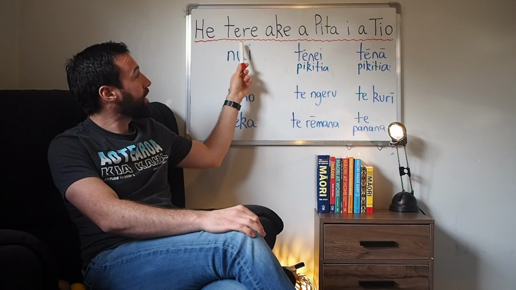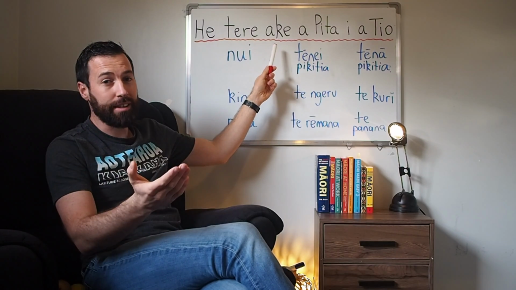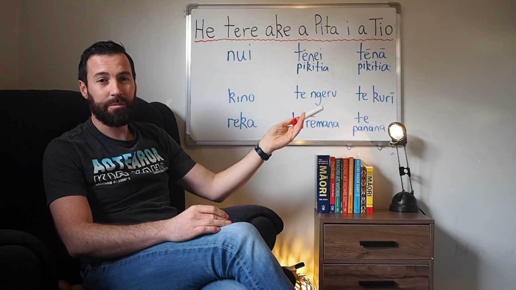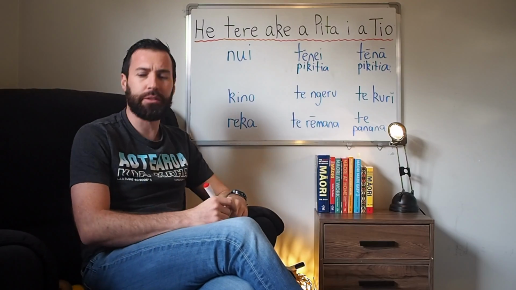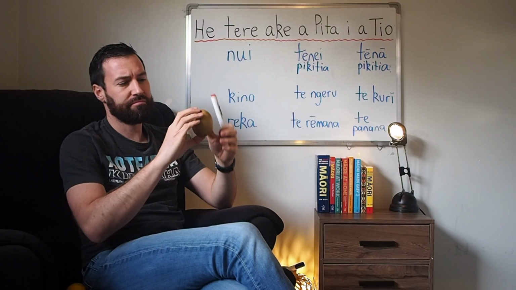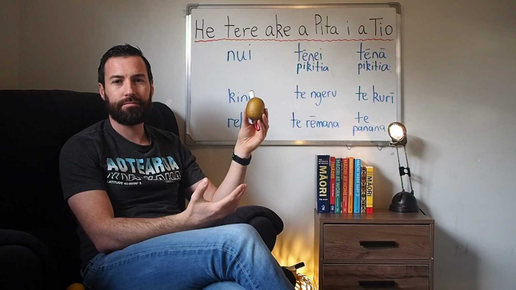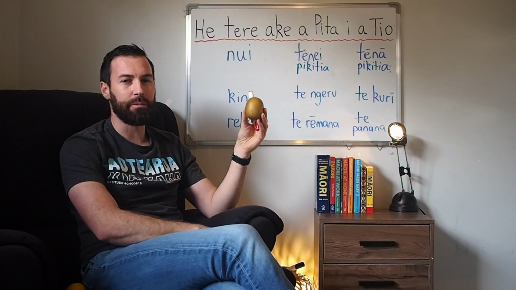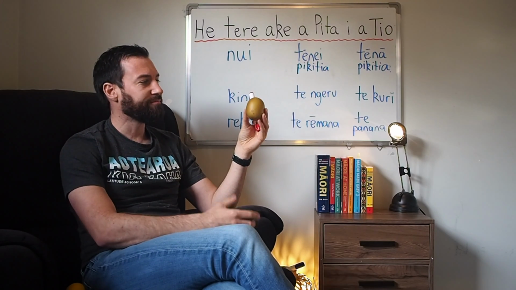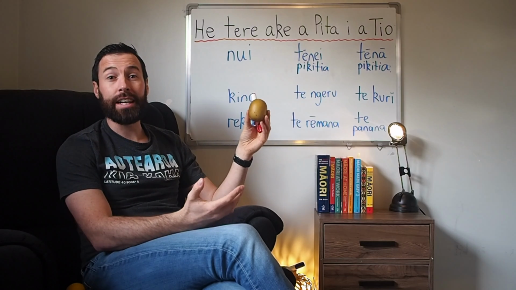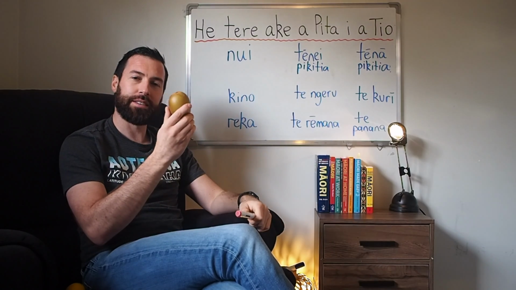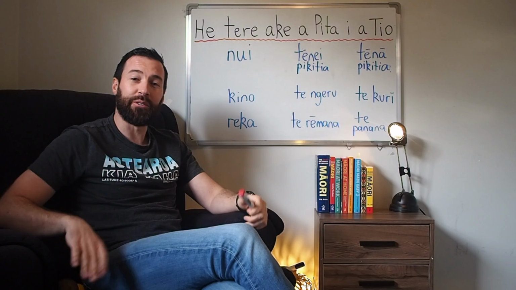He tere ake a Pita i a Tio. We remember he, don't we? We've covered that. He hua kiwi, a kiwi fruit. He hua kiwi reka, a sweet, tasty kiwi fruit. He hua kiwi reka tēnei. This is a tasty kiwi fruit.